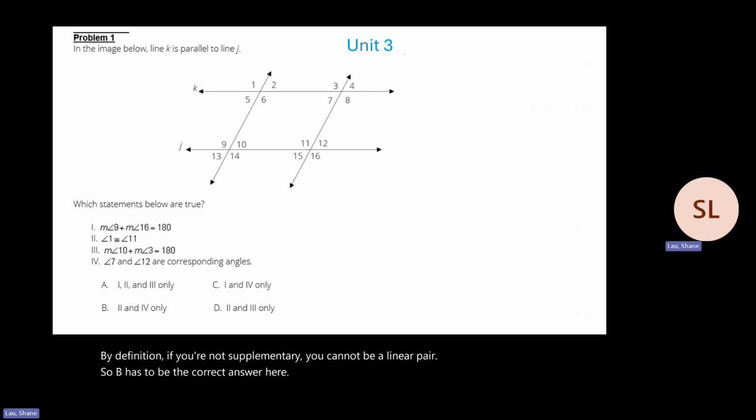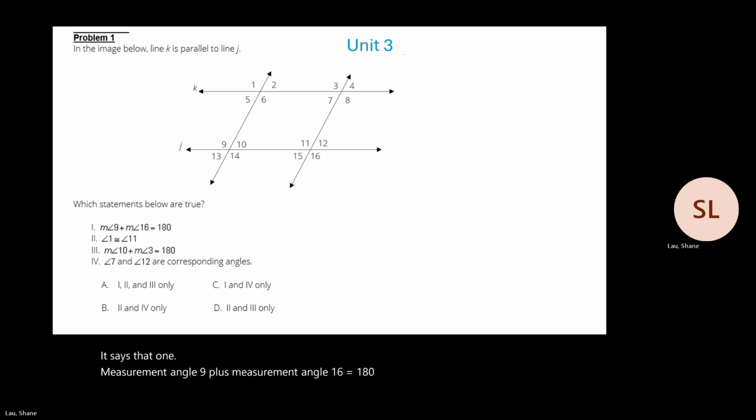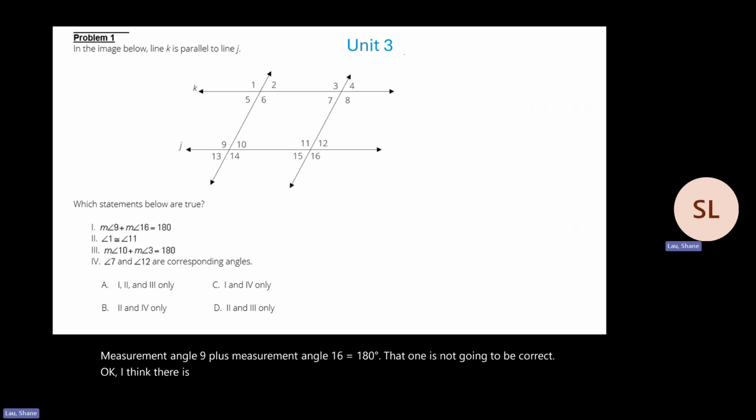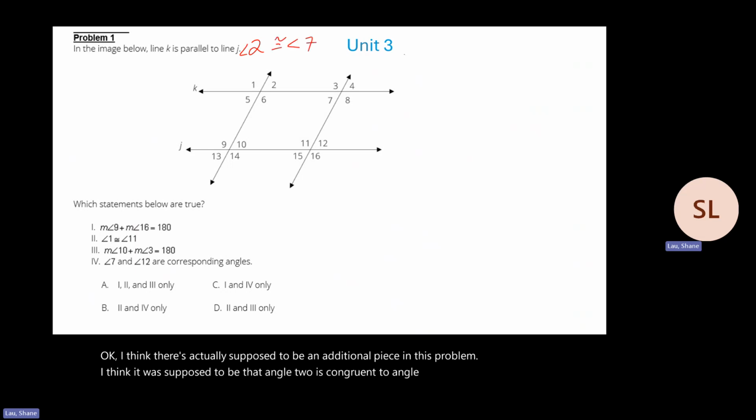Next problem. Which statements below are true? In the image below, line K is parallel to line J. It says that measurement of angle 9 plus measurement of angle 16 equals 180 degrees. That one is not going to be correct. I think there's actually supposed to be an additional piece in this problem. I think it was supposed to be that angle 2 is congruent to angle 7, I think. I think there's supposed to be some additional information there.